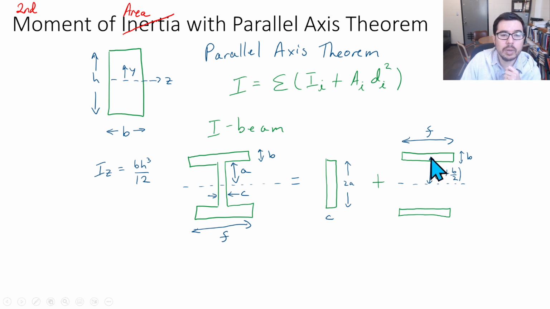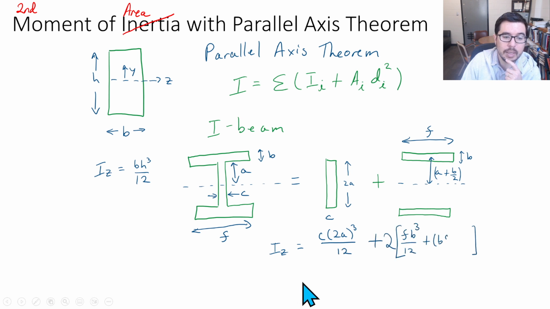And the centroid is off, as we discussed previously, so we need to know the area of this. Well, the area of this is just bf, and the distance, as we discussed previously, is a plus b over 2. So what does the math come out to look like? It's a little bit messy, but let's talk through things. This is essentially the bh cubed over 12 for this section. The height now is 2a here, so we put that in for h, and we get 2a cubed, and c is the width. So this term is pretty straightforward.